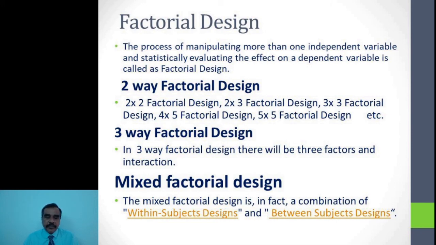The popular factorial designs are the two-way factorial design and the three-way factorial design. In the two-way factorial design, a 2 into 2 factorial design, 2 into 3 factorial design, 4 into 5 factorial design, 5 into 5 design, and so on, will be used. In a three-way factorial design, there will be three factors and one interaction, the interaction between factor A and factor B.